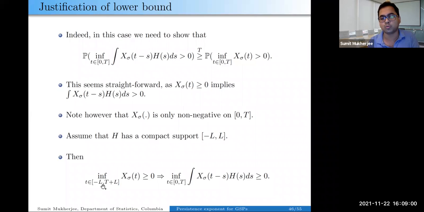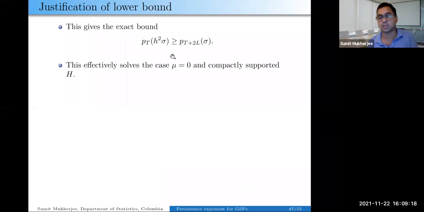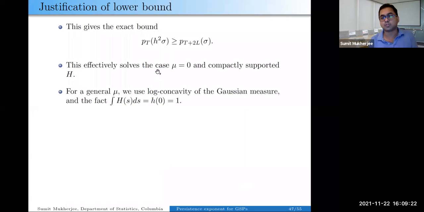Compared to 0 to t, it's not too much. And what you get is that the persistence of h squared sigma is comparable to the persistence of t plus 2L with sigma, and it's an exact inequality. There's no loss here if you have compact support and mu equal to 0. If you don't have mu equal to 0, then things are a bit more tricky. Here you have to use the log-concavity of Gaussian measure, and also the fact that H behaves like a probability distribution.